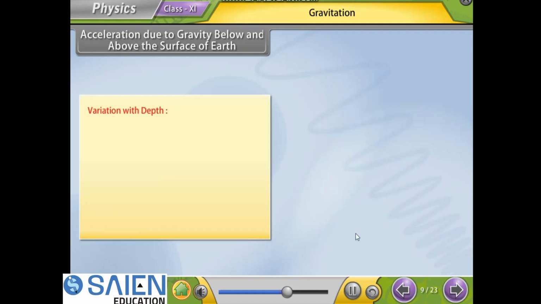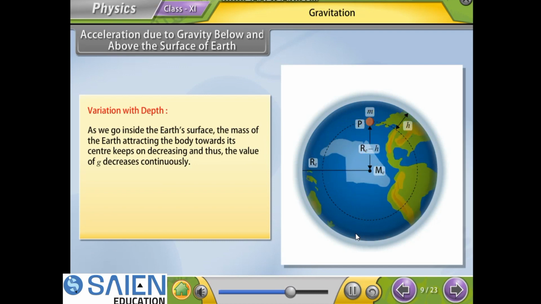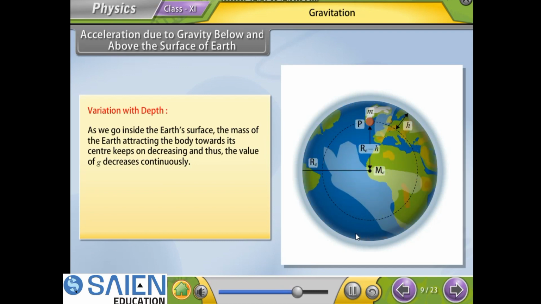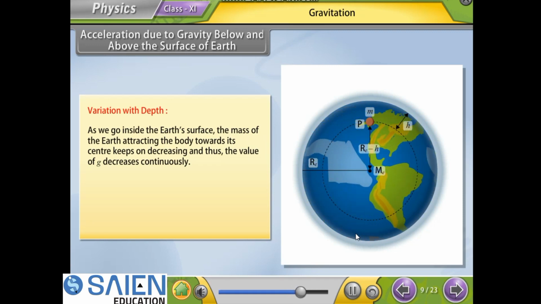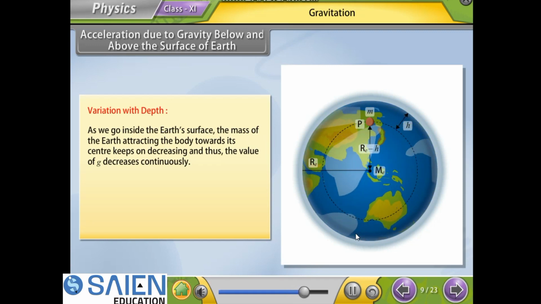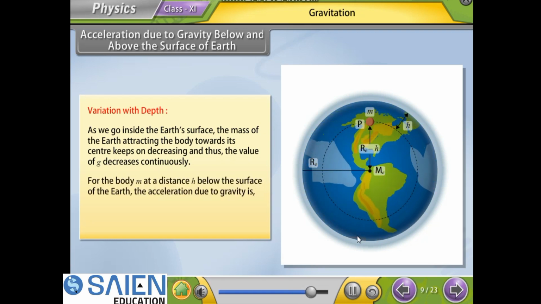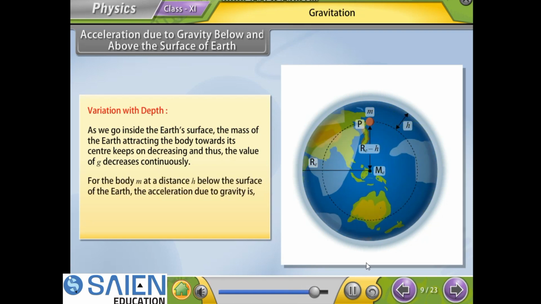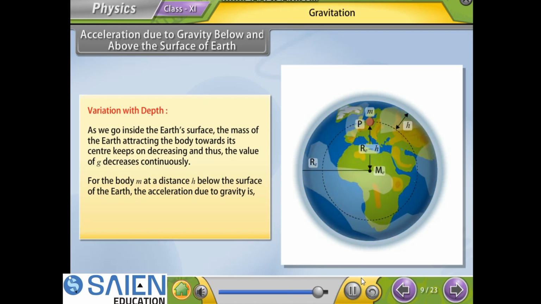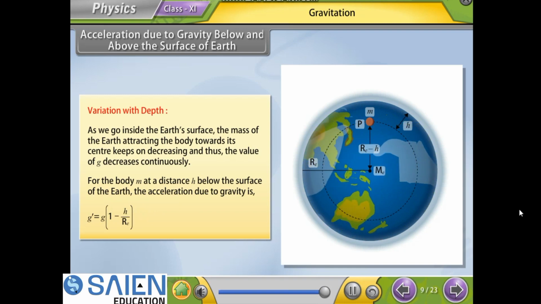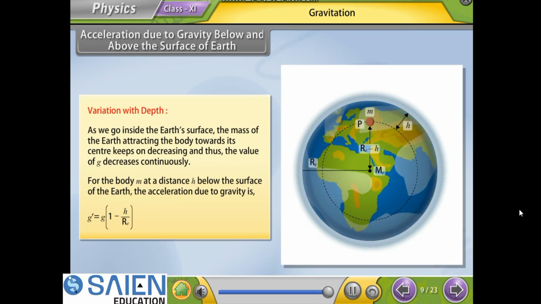Variation with depth. As we go inside the Earth's surface, the mass of the Earth attracting the body towards its center keeps on decreasing and thus the value of g decreases continuously. For the body m at a distance h below the surface of the Earth, the acceleration due to gravity is g dash is equal to g multiplied by 1 minus h upon RE.